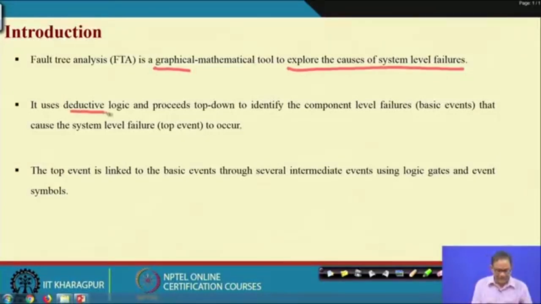So, it uses deductive logic. Suppose we start with the system level failure, which is known as the top event. Then we ask the question why that top event has occurred. The immediate answers we get may be the immediate causes. Then again that immediate event is answered through another why question, and in this manner you go from the top to the bottom level. That is why it is deductive logic, and it proceeds top down to identify component level failures. The component level failures are basic events, and the system level failure is the top event.